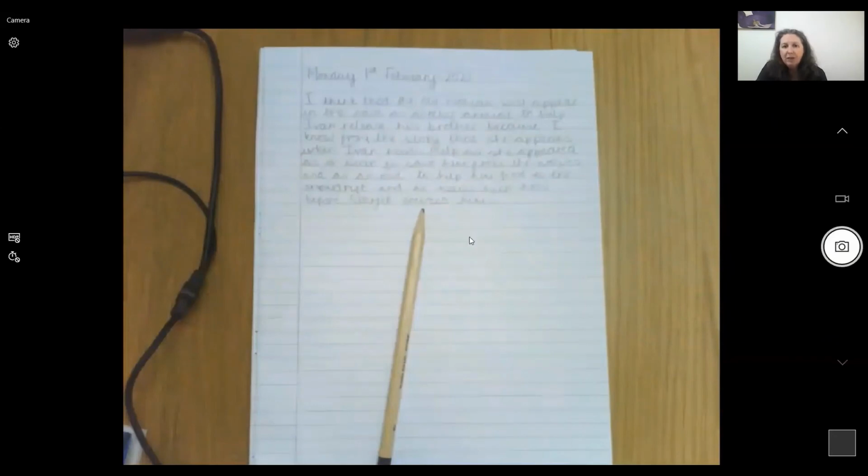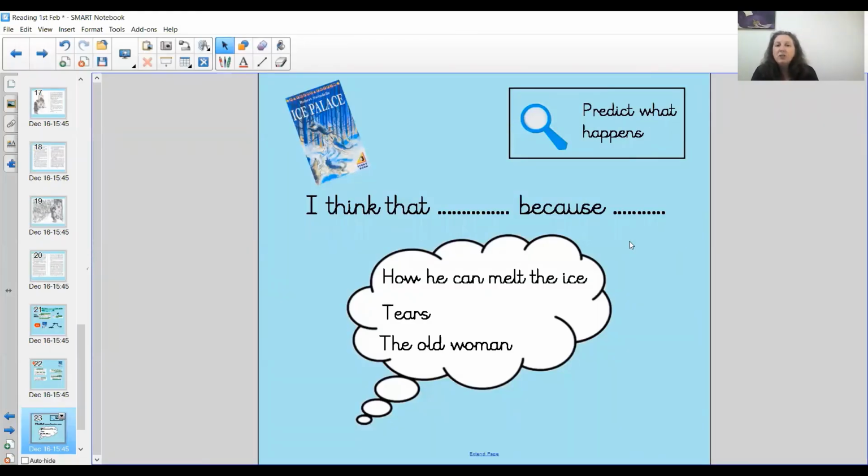So what I am going to do is take you back to my screen here and just remind you. So we're going to start with I think that. You're going to say what you think, okay? Then you are going to say because, and that's when you follow it with your evidence, okay? As long as you include evidence from the book, you can predict anything, okay? Think about how we can melt the ice. Think about the tears that can be used, and think about the old woman, okay?